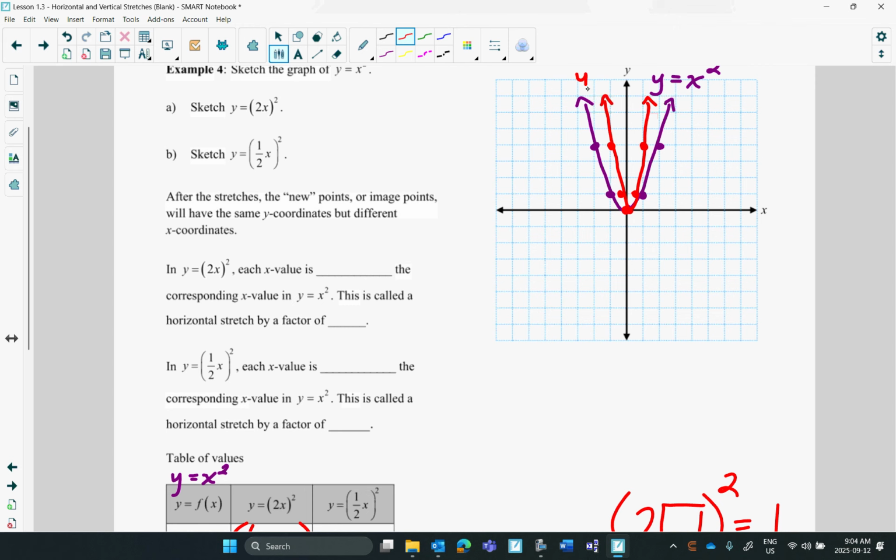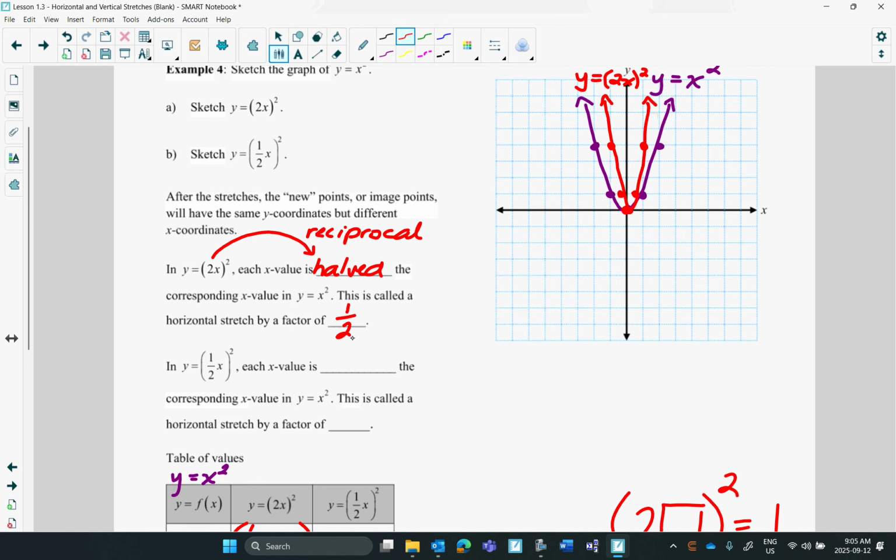So this is y equals 2x in parentheses all squared. So therefore, in y equals in parentheses 2x all squared, each x value is half. And that's the reciprocal. We're going to find that works every time. And we call it a horizontal stretch by a factor of 1/2. So even though it says 2 in the equation, it's 1/2 the actual stretch.